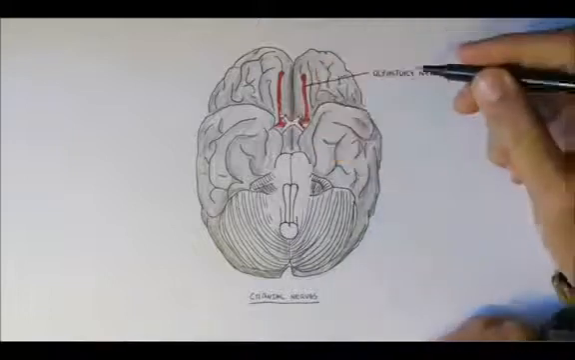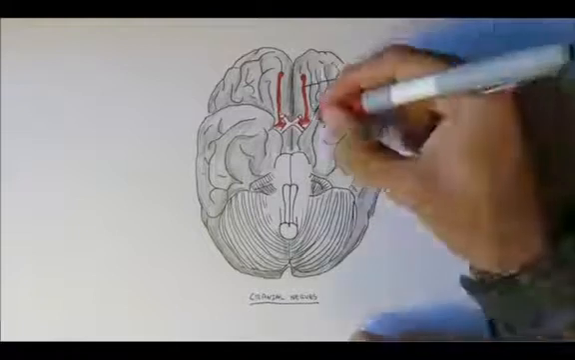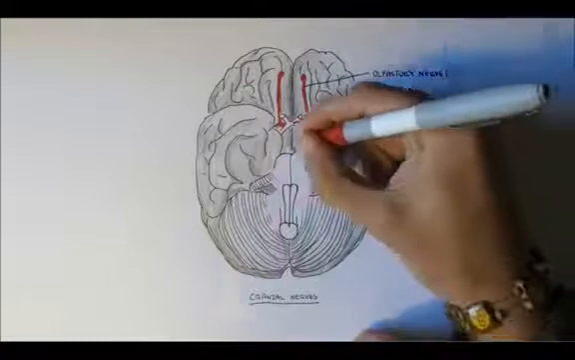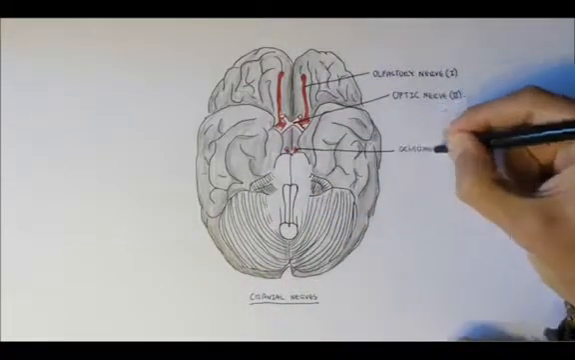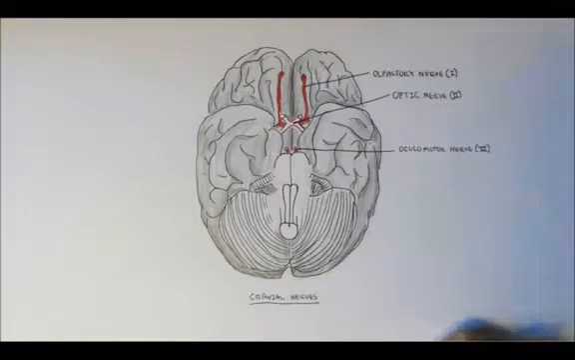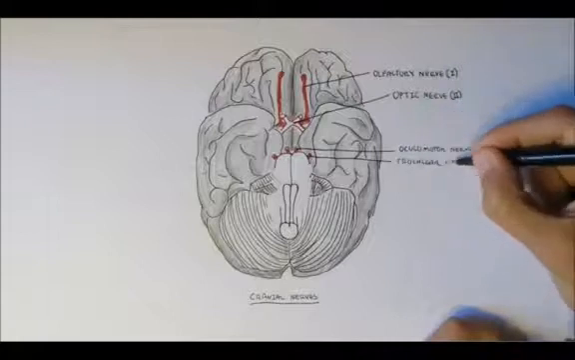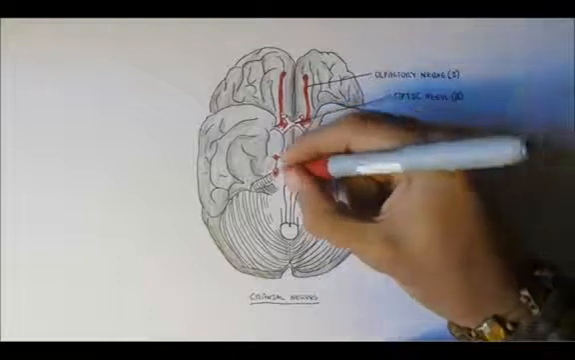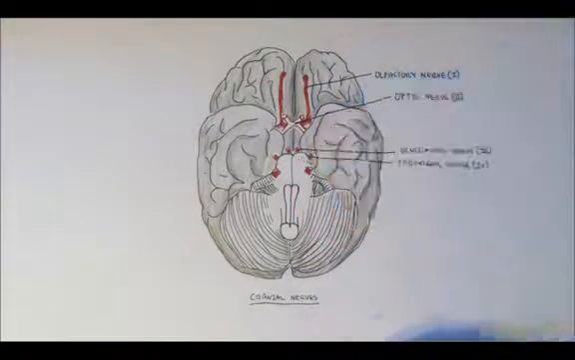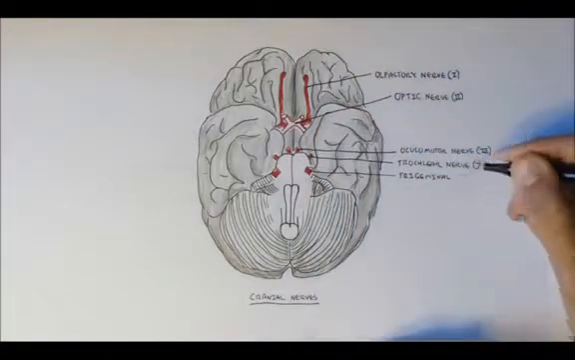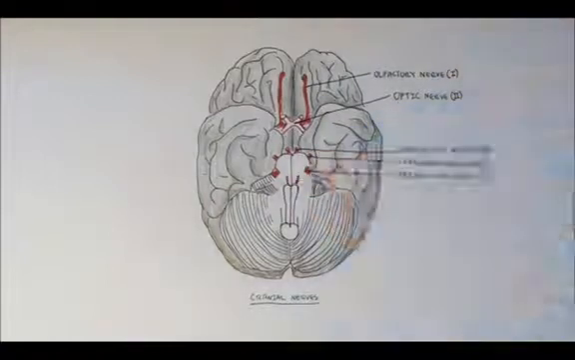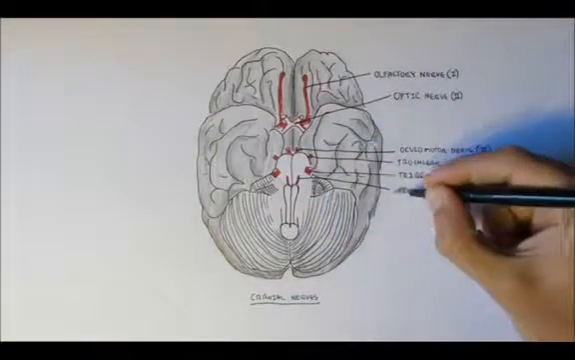Nerve number 2, which is the optic nerve, arises also from the cerebrum. Just where the midbrain is located, protruding from the midbrain, is the oculomotor nerve, nerve 3. And also around the midbrain, we have the trochlear nerve, nerve 4, cranial nerve 4. Coming out of the pons, we have the trigeminal nerve, nerve 5. And also from the pons, we have nerve 6, which is the abducens nerve.